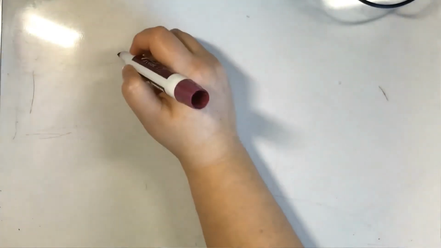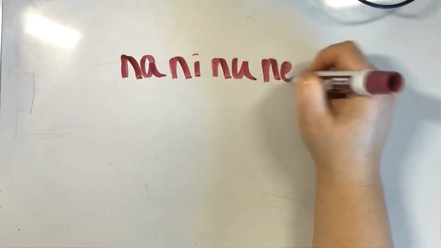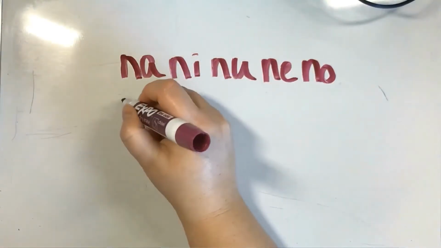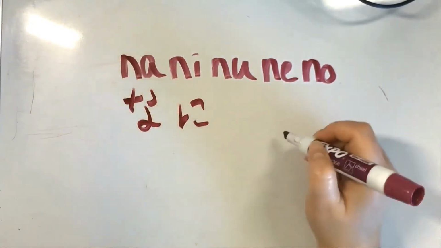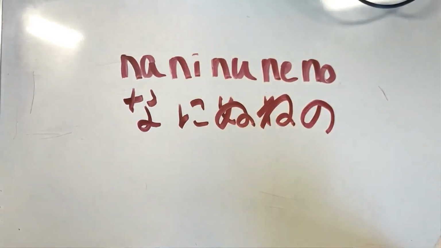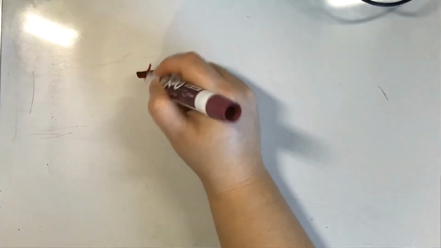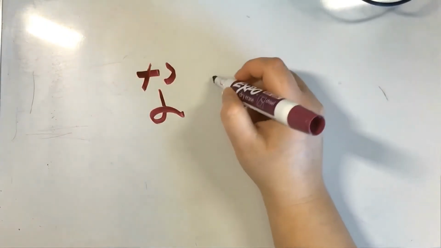The next ones that we're going to review are the N characters. Just a reminder that we have na, ni, nu, ne, and no. Na, ni, nu, ne, and no. Then I'll show you the comparison between them individually. Again, a lot of these are not going to look very similar. So na in hiragana, na in katakana.